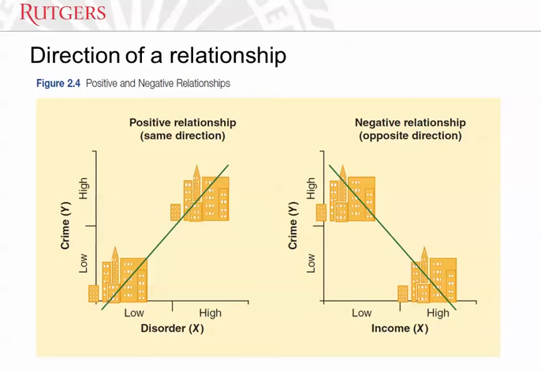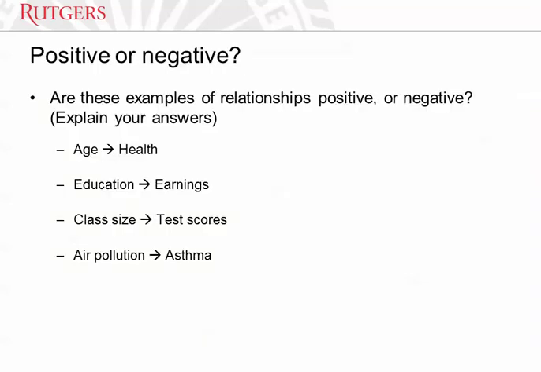Now, it doesn't mean a bad thing, doesn't mean a good thing. Positive doesn't mean good. Negative doesn't mean bad. Positive means the two variables travel in the same direction. Negative means the two variables travel in opposite directions. They vary in opposite directions. Okay, so let's practice these ideas with a few simple examples.